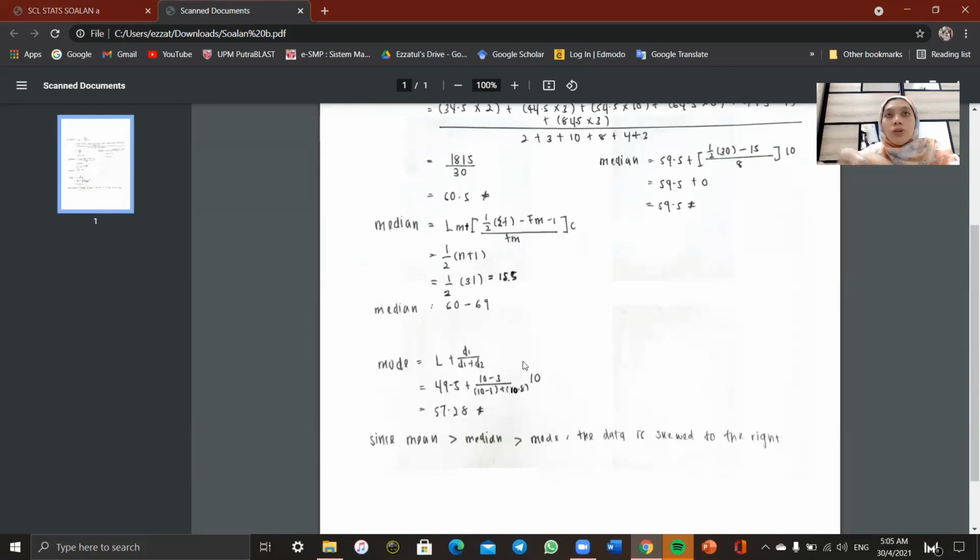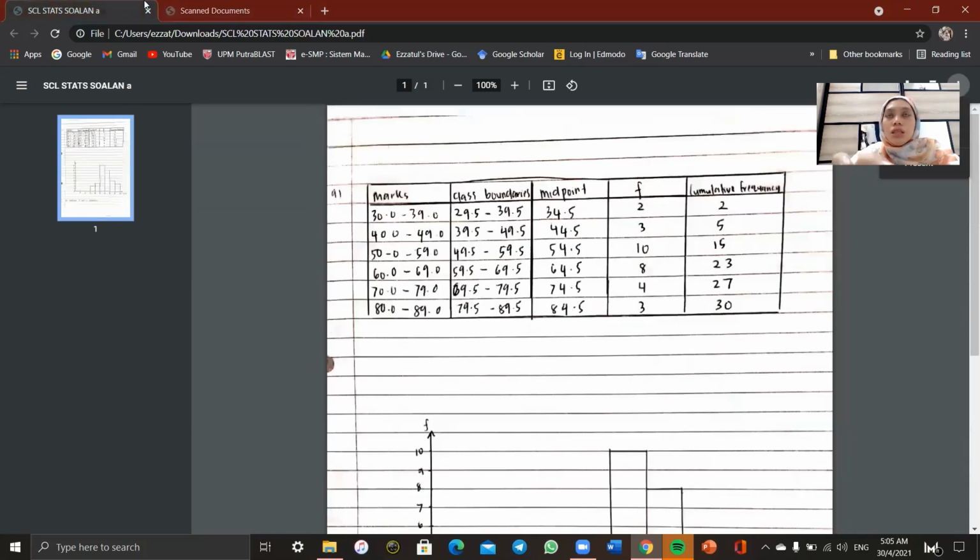Then the mode. I'm using this formula: mode is the lower boundary plus D1 divided by D1 plus D2. D1 is the difference between the modal class and the class before it, and D2 is the difference between the modal class and the class after it.